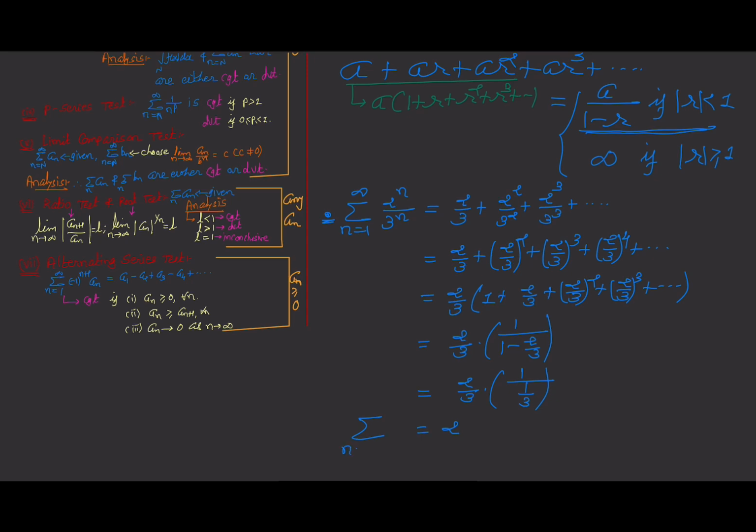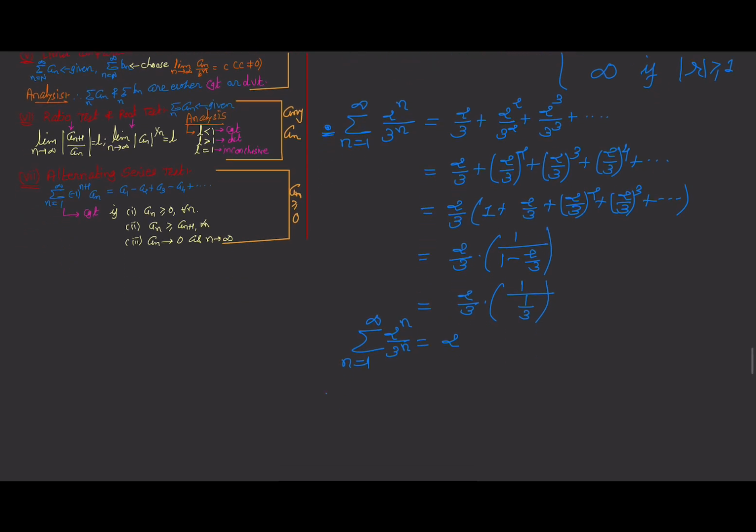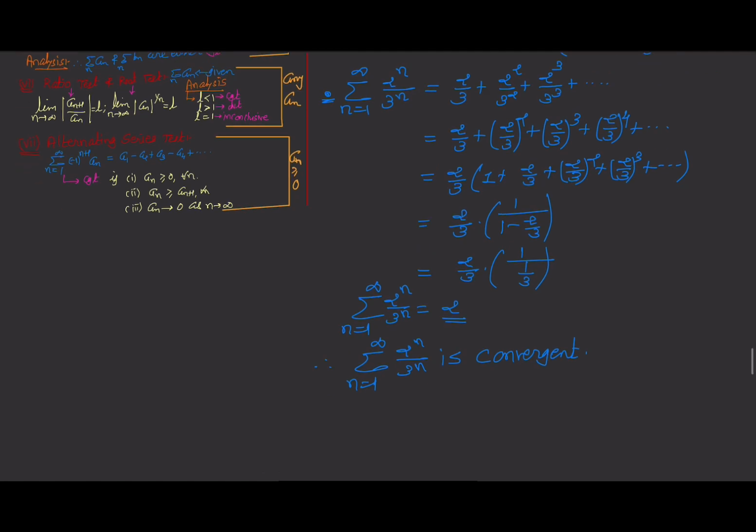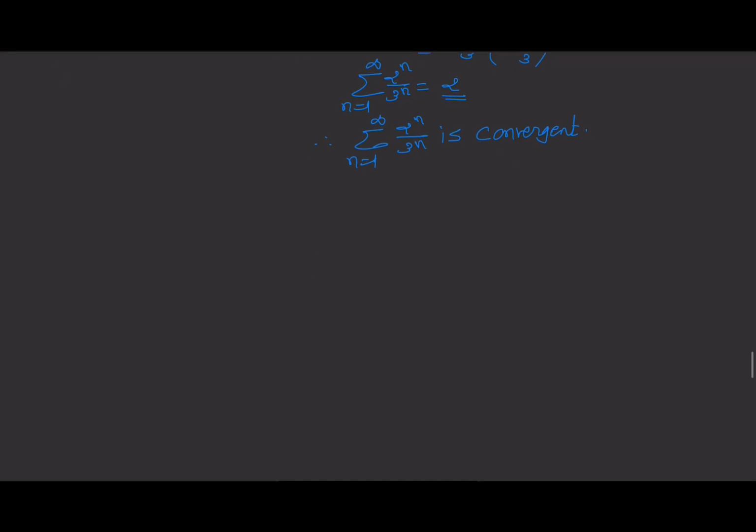What does it mean? The value of the sum of infinitely many numbers 2 raised to n upon 3 raised to n is equal to 2, and therefore at last I would like to say that this series summation n equal to 1 to infinity 2 raised to n upon 3 raised to n is convergent, because the total sum is a particular number which is finite number. But sometimes it is difficult to say what is the sum.